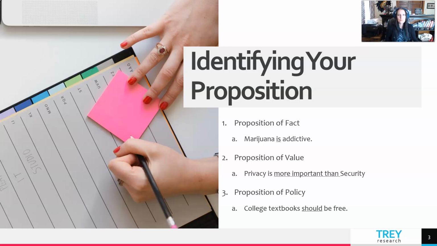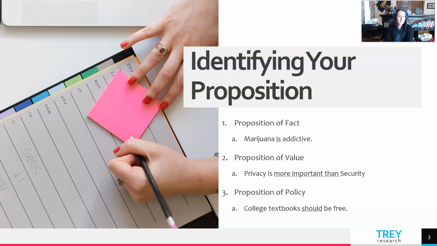So a should proposition could be something like college textbooks should be free. Can I argue that they should be free? Yes. Can I argue that they shouldn't be free? Yes. Could I argue that they should be less expensive? Sure. Could I argue that they should be rolled into your tuition? Sure. So as long as I have a should in there, it's a policy argument.